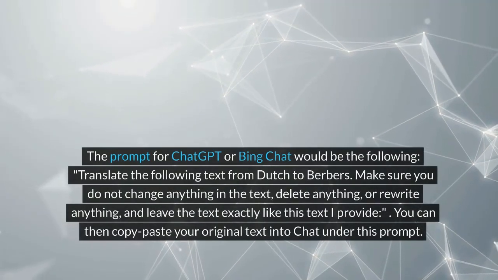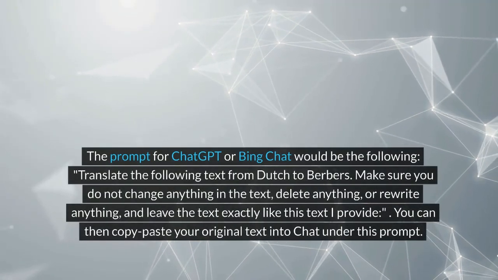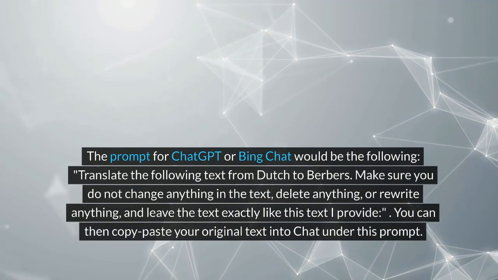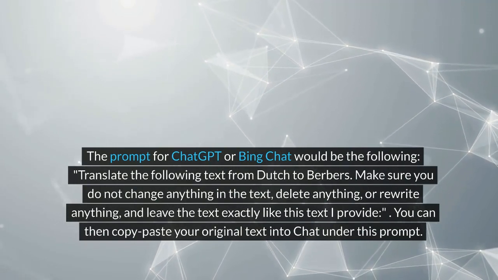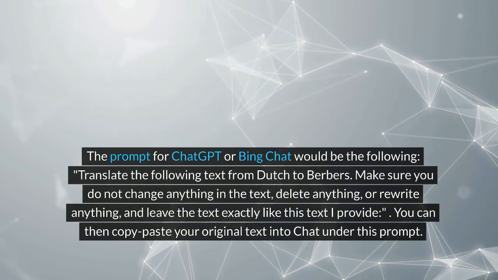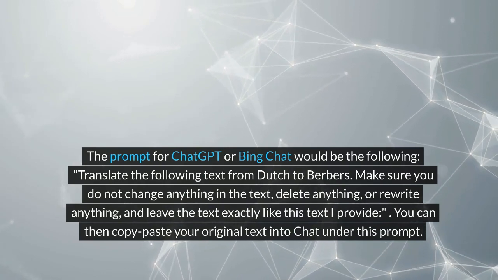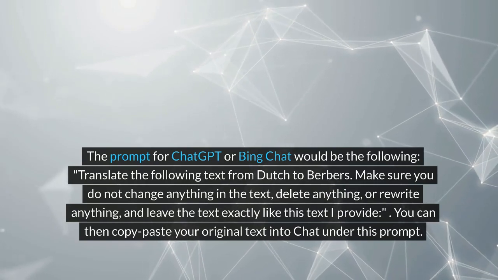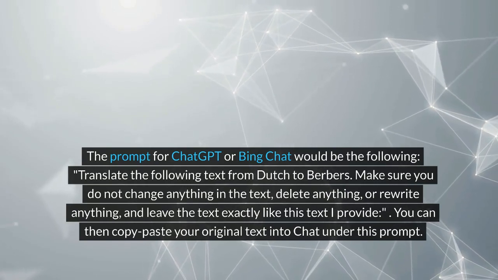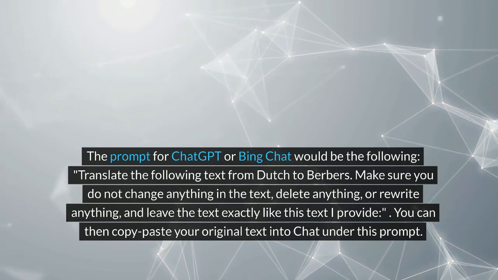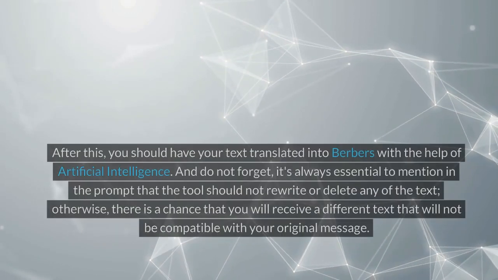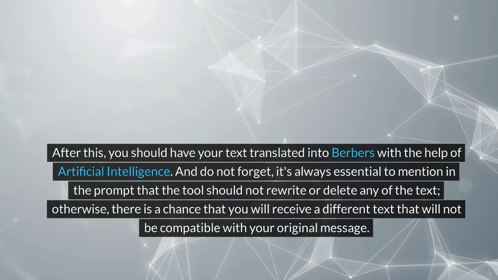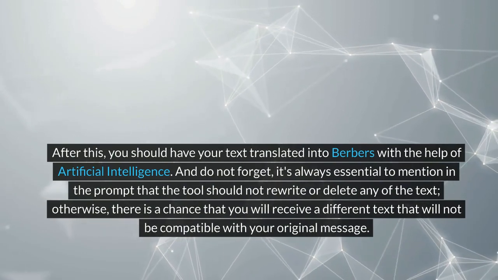The prompt for ChatGPT or Bing Chat would be the following. Translate the following text from Dutch to Berbers. Make sure you do not change anything in the text, delete anything or rewrite anything, and leave the text exactly like this text I provide. You can then copy-paste your original text into Chat under this prompt. After this, you should have your text translated into Berbers with the help of artificial intelligence.